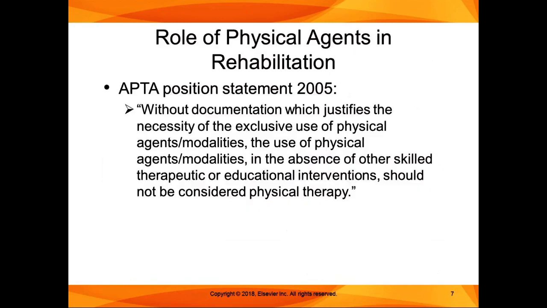So this is the APTA 2005 statement: without documentation, which justifies the necessity of exclusive use of physical agents and modalities, the use of agents and modalities in the absence of other skilled therapeutic or educational interventions should not be considered physical therapy. Meaning that even though the physical agents and modalities might be part, just doing physical modalities on someone does not make it skilled physical therapy.